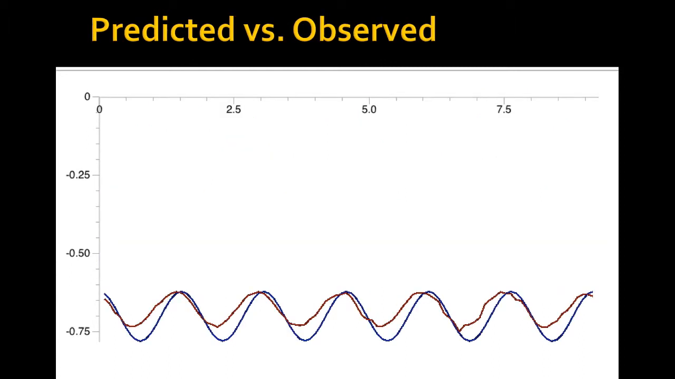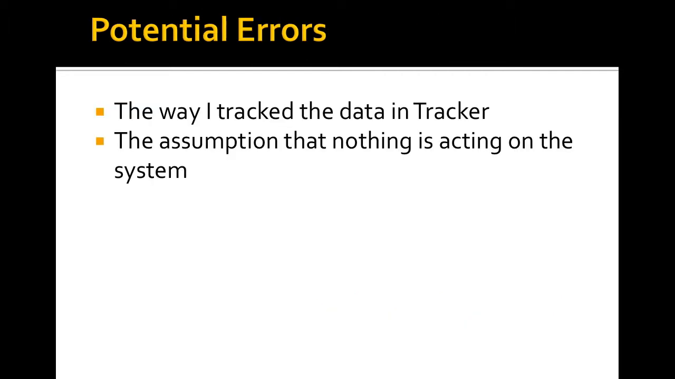Here, this graph shows the predicted versus the observed motion. The blue line shows the predicted motion, and the red line shows the observed motion. So some potential errors of this lab: the way I tracked the data in Tracker. Another error is the assumption that nothing is acting on the system.